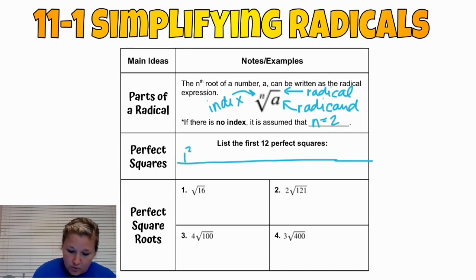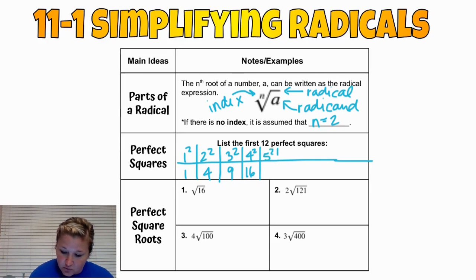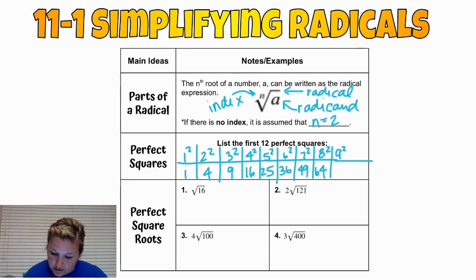So if I have 1 squared, that's 1. The perfect squares are going to be on the bottom. 2 squared is 4. 3 squared is 9. 4 squared is 16. 5 squared is 25. 6 squared is 36. 7 squared is 49. 8 squared is 64. 9 squared is 81. 10 squared is 100. 11 squared is 121. And 12 squared is 144.